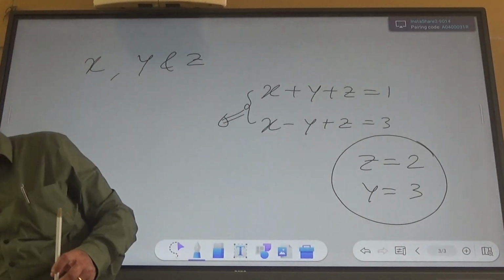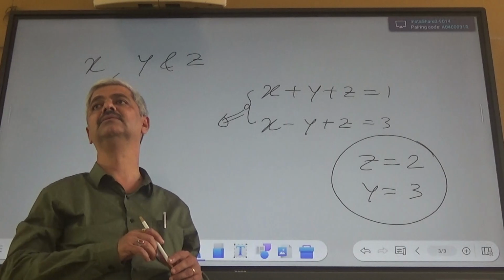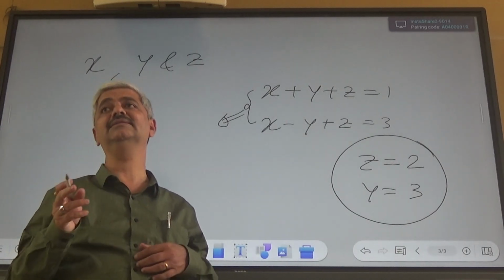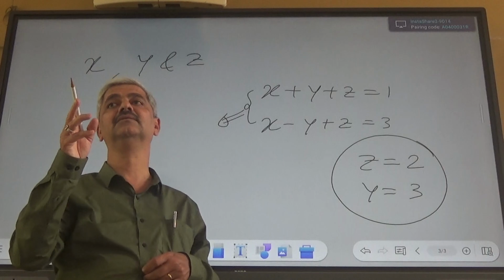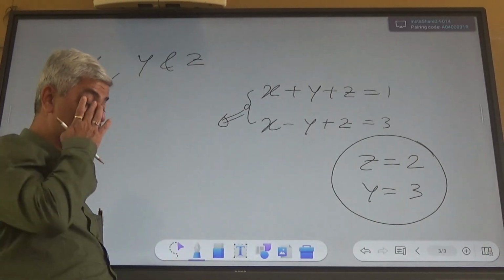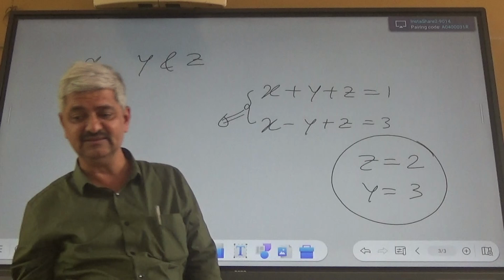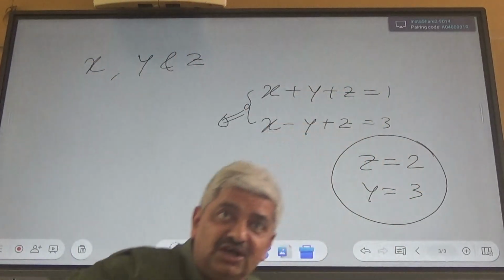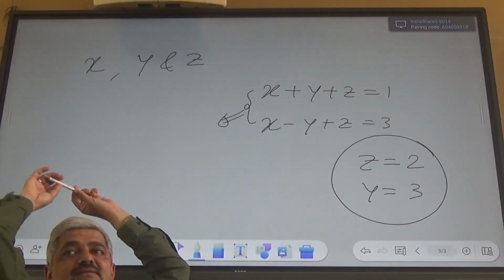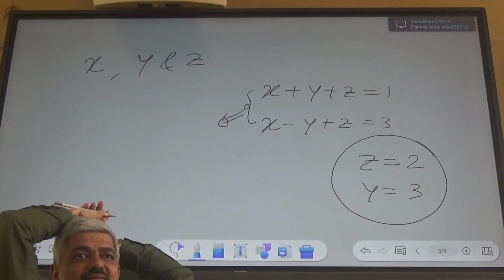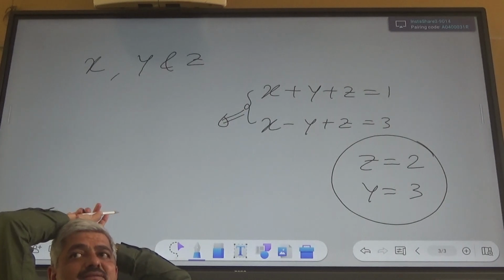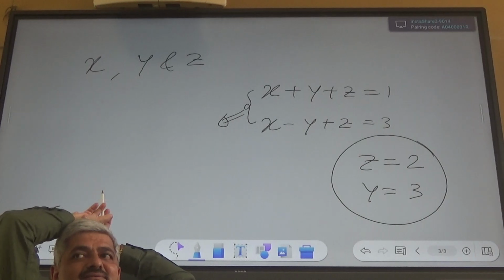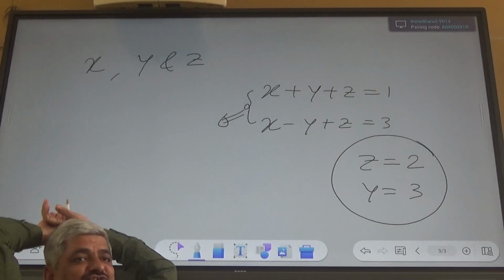If I add one more equation, what will happen? Then we get a third plane. So if I add one more equation, I get a third plane. Then when I get a third plane, what are the possibilities?